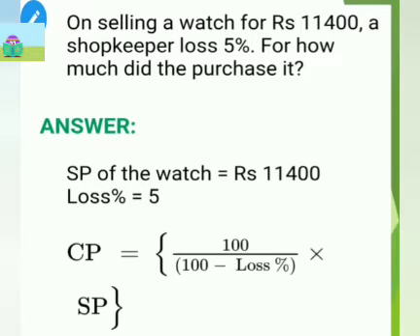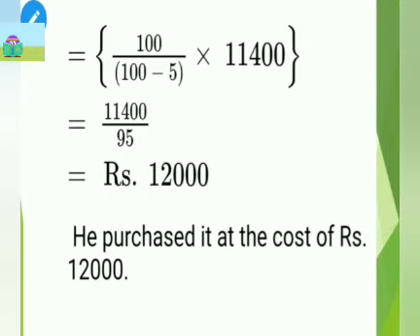So for the calculation of CP, we will use the formula 100 upon 100 minus loss percent, multiplied by the selling price. So 100 upon 100 minus 5, multiplied by the selling price, which is 11,400. So 100 upon 95 multiplied by 11,400. Now you will solve it and you will get the CP here as 12,000. So he purchased it at the cost of rupees 12,000.